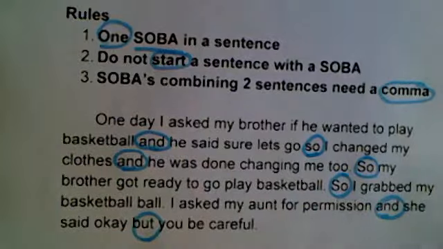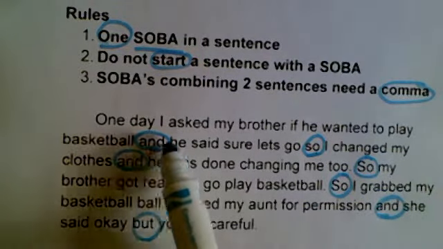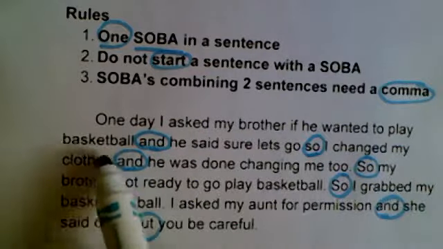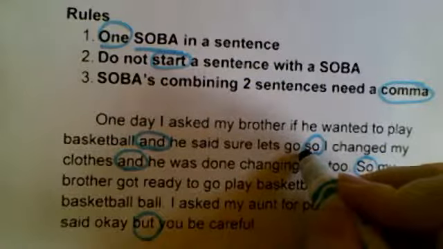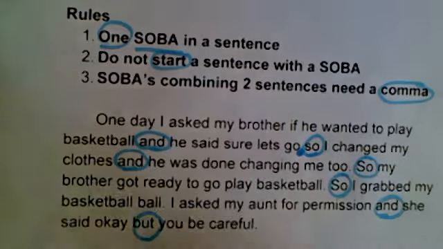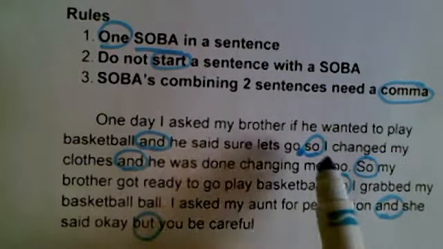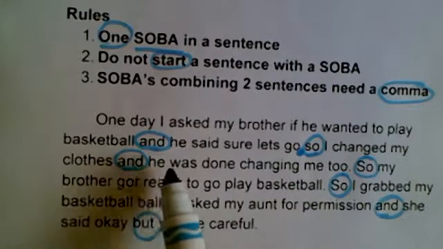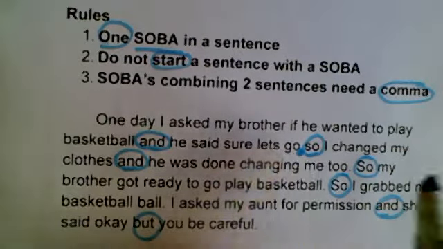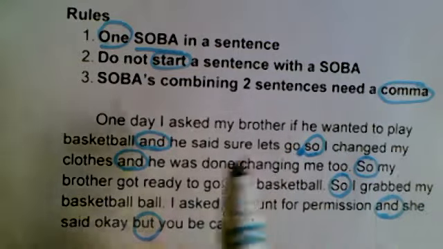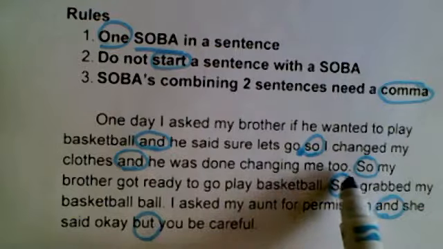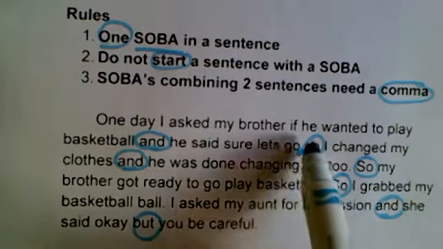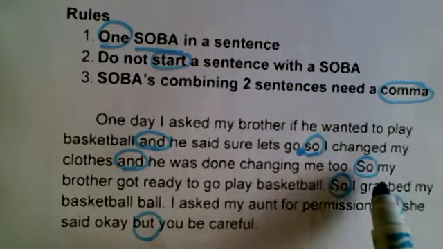Great. So rule 1, one SOBA in a sentence. So I'm going to start, here's a capital, and I'm going to go SOBA 1, SOBA 2. I need to make a period before that SOBA 2. Okay. One day I asked my brother if he wanted to play basketball, and he said, "Sure, let's go." Okay. SOBA 1. So I changed my clothes, and he was done changing me too, period. Okay, that's 1. We're going to be taking that out because of rule number 2.